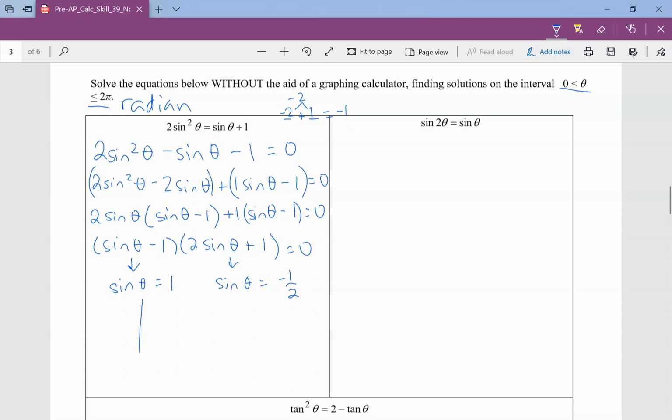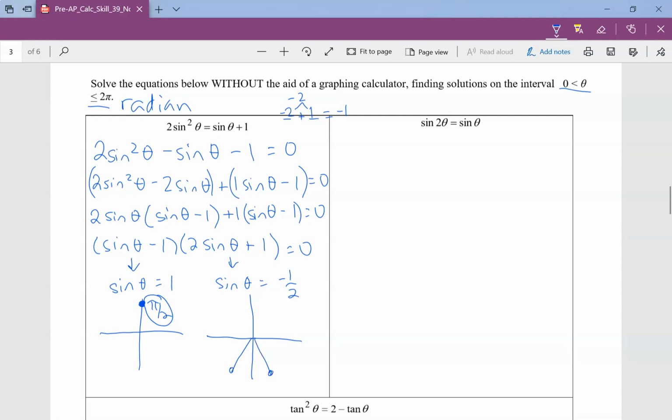Using what I know from the unit circle, for sine to be equal to 1, so that means our y coordinate equal to 1, that can only happen up here. So that's happening at pi halves. When I look at the other one, I need to think of the y coordinate being negative 1/2. So that is going to happen in quadrants 3 and 4.